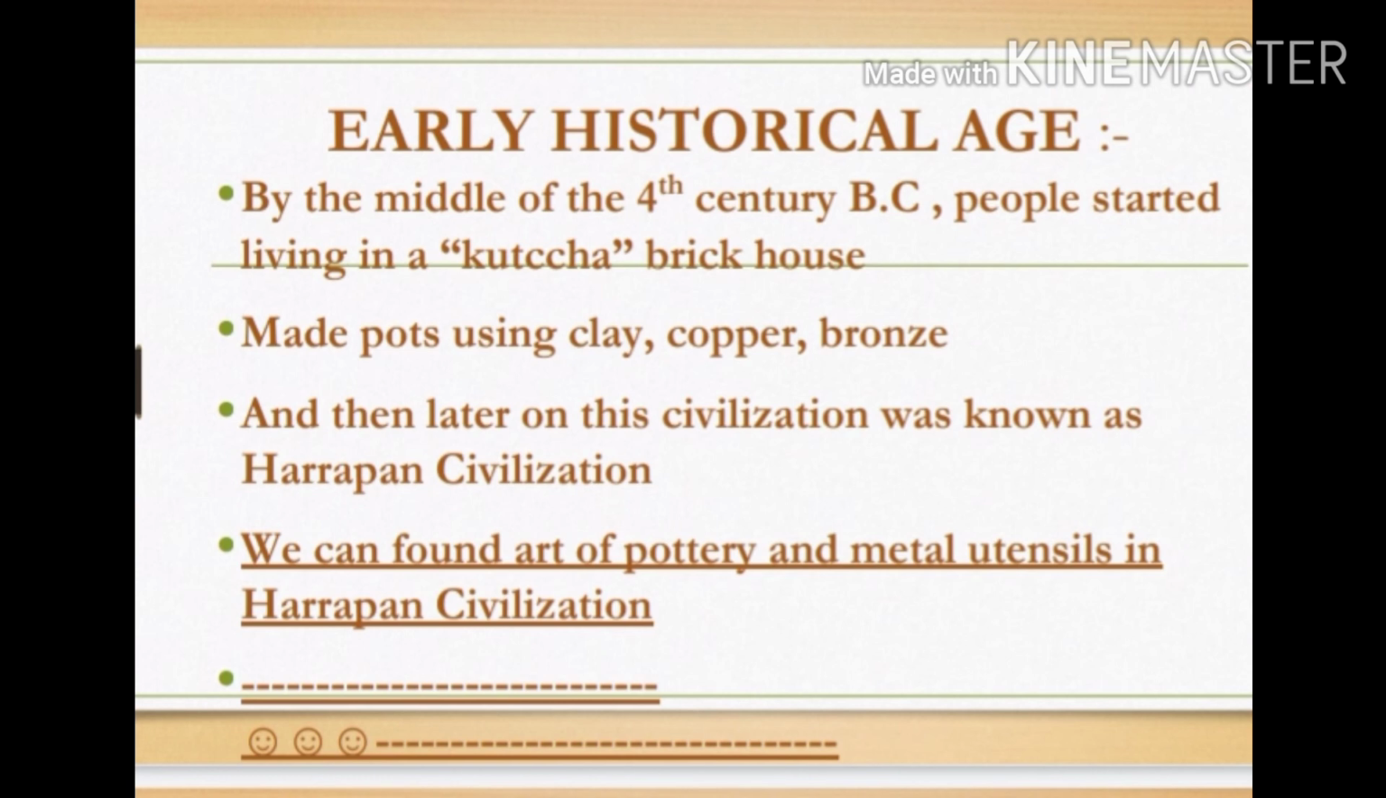And then later on, this civilization was known as Harappan civilization. Most important question, Harappan civilization. Right? Clear? Okay. So we can found art of pottery and metal utensils in Harappan civilization. Clear? Fine? Okay. So this is just a quick recall of this lesson. I hope you understood everything. Fine? Okay.